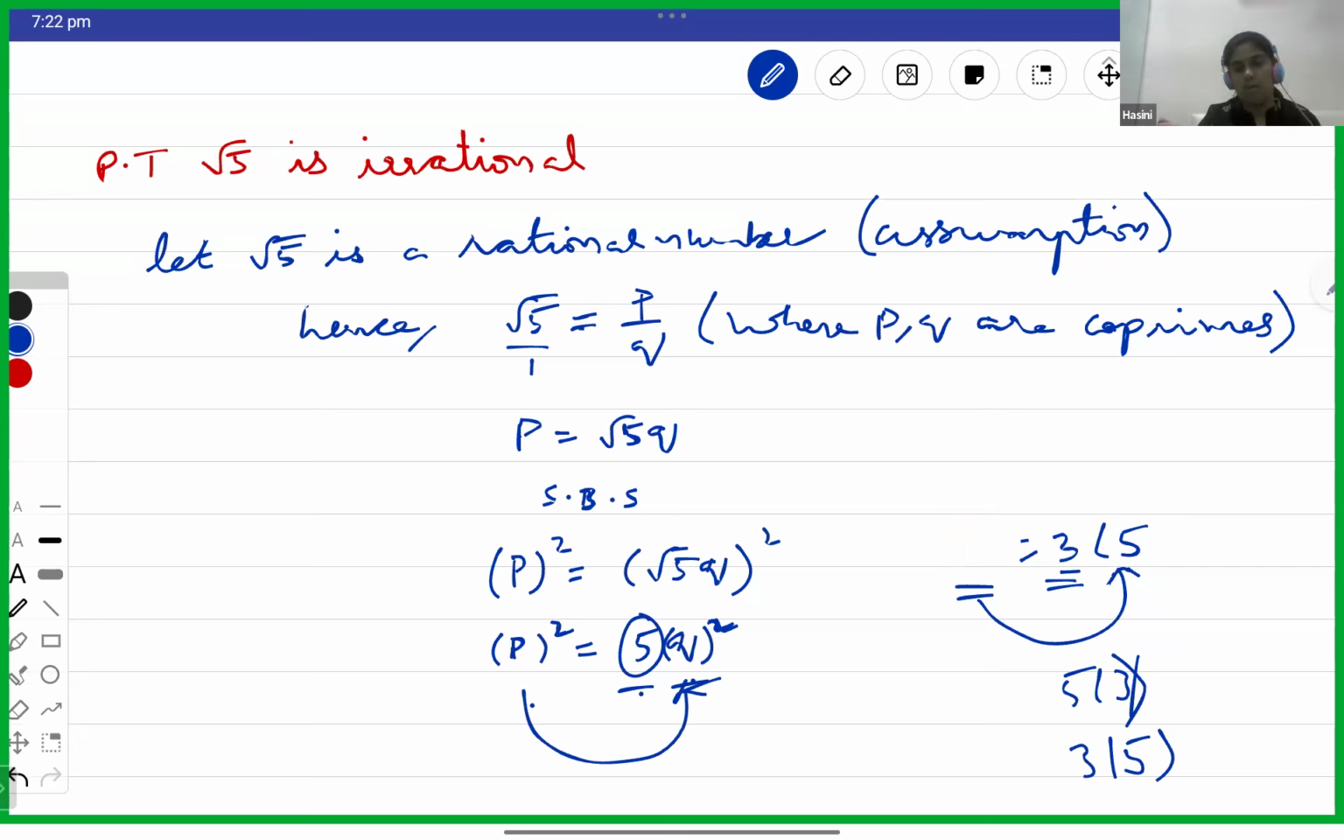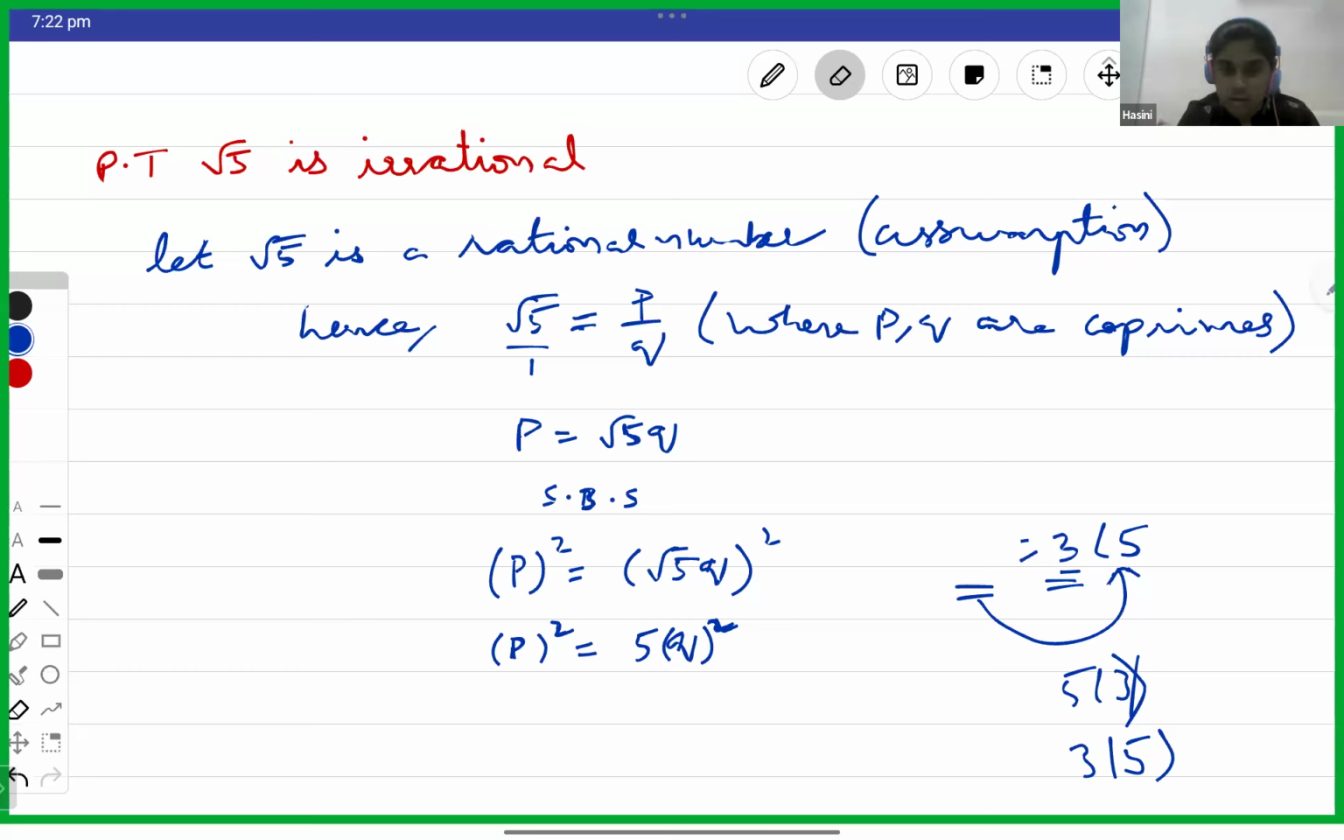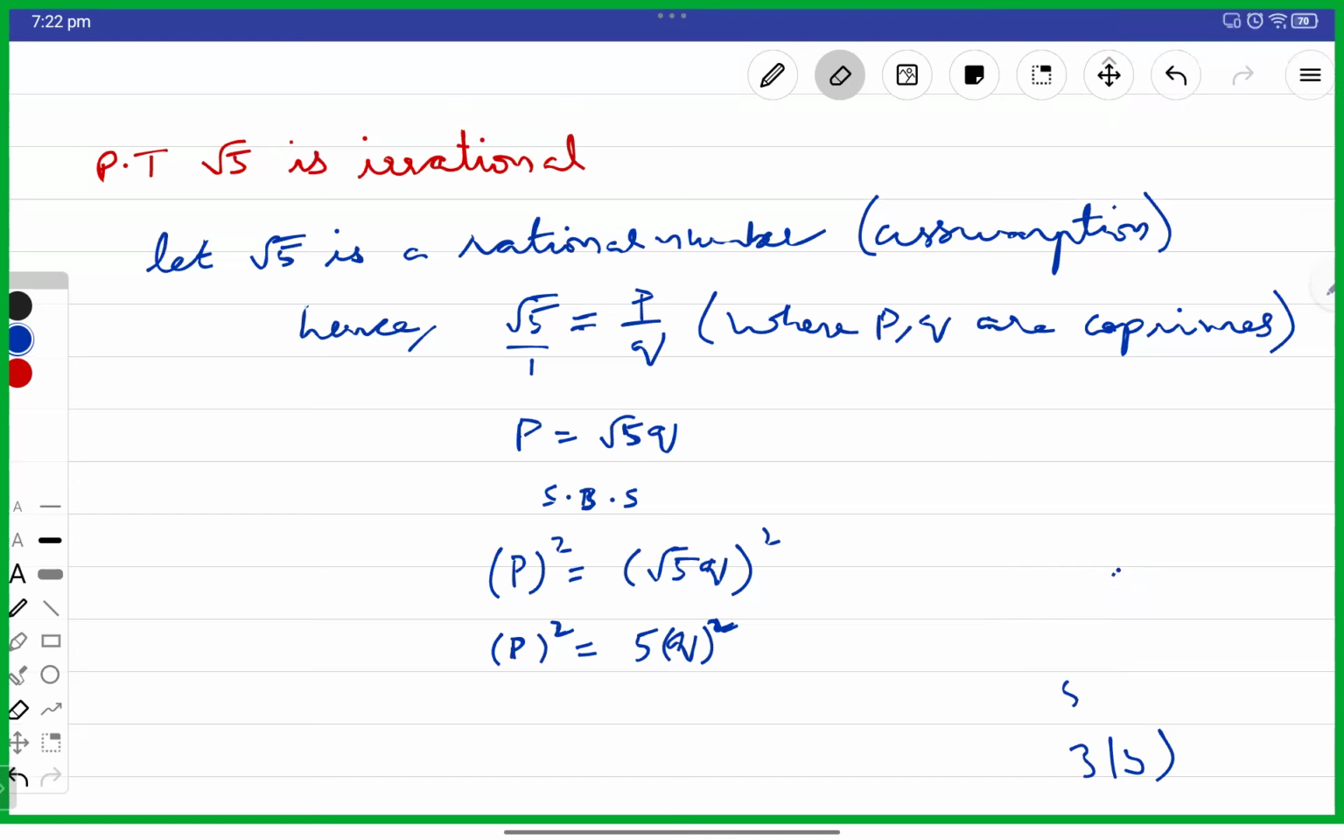Understood, Hasini, or no? Okay, so now I understood, sir. Q square is the quotient, sir. Yes, Hasini. When you divide p square by 5, q square is the quotient. Or if you divide p square by q square, 5 is the quotient as per this equation. But anyways, we don't require the q square one. We require only this one. From the above equation, what can we tell?